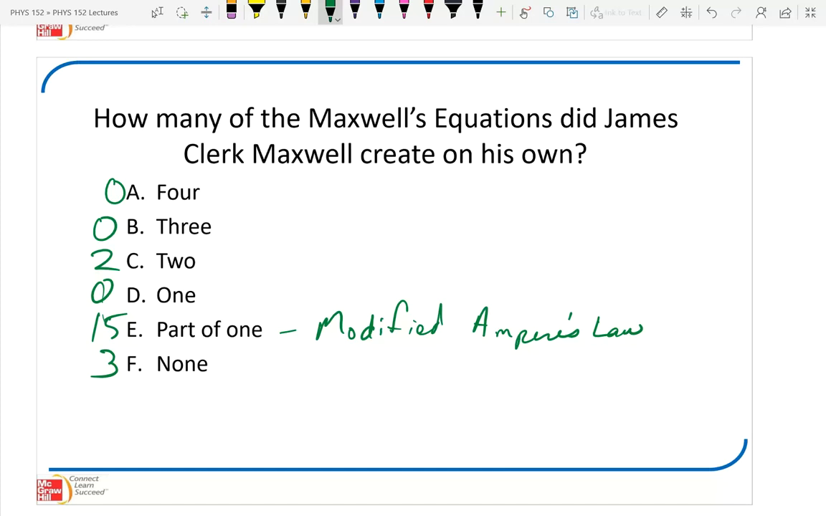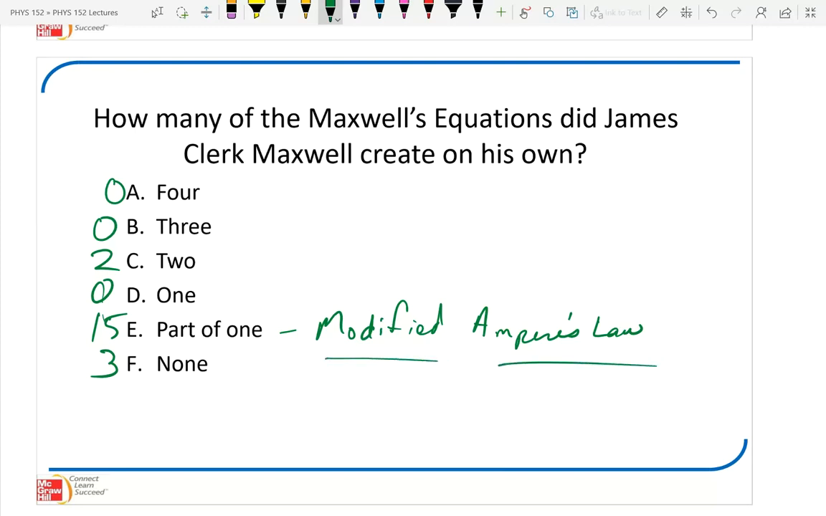I'm happy. There's no point in quibbling about the technicality because this is just for us to discuss it. In my interpretation, I said that he created on his own part of Ampere's law, and so that's why I went with part of one. He clearly did not. One would clearly be wrong, right? And 2, well, 2 is more clearly wrong because he didn't get there. But he modified Ampere's law.